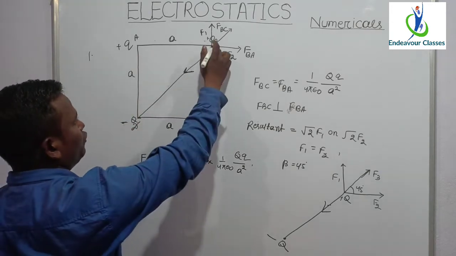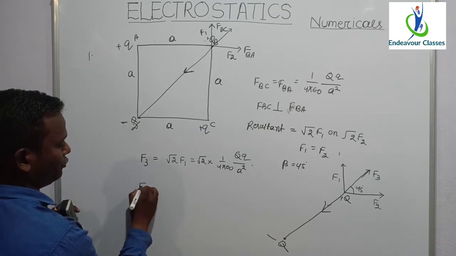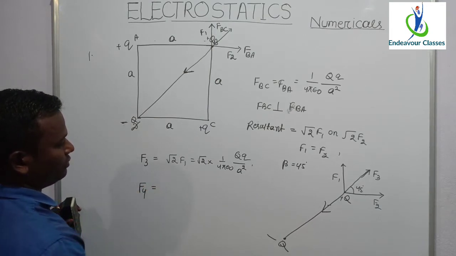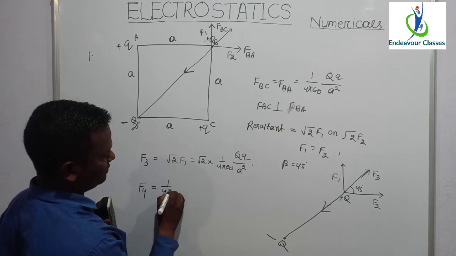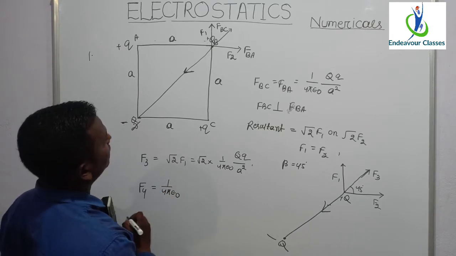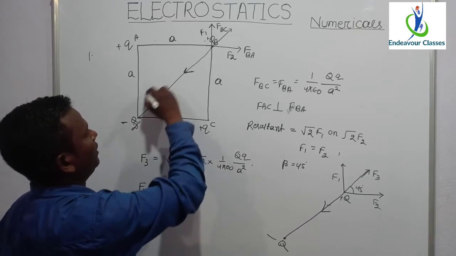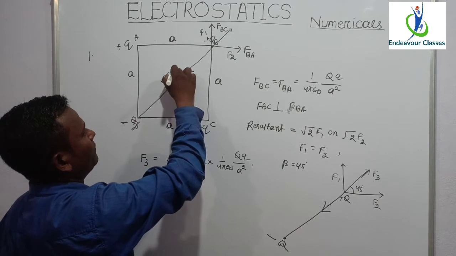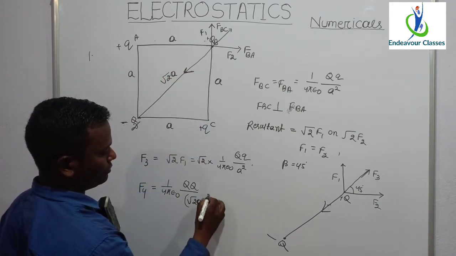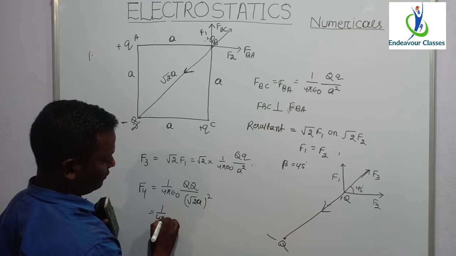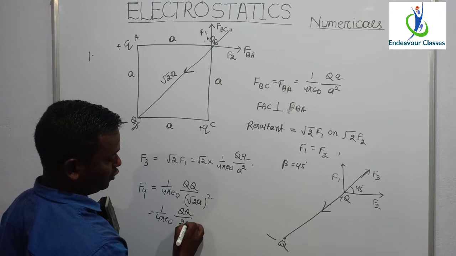And the magnitude of this force between plus q and this minus q, let it be F4, will be equal to 1 by 4 pi epsilon naught QQ by, and this distance is root 2a, so it will be root 2a whole square. So that will give us 1 by 4 pi epsilon naught QQ by 2a square.